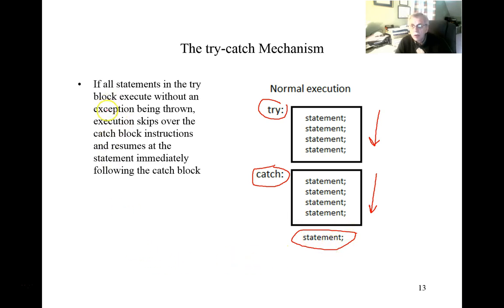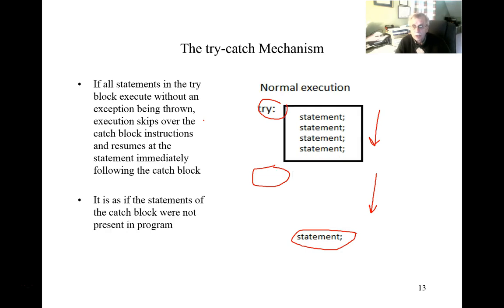If all statements in the try block execute without an exception being thrown, execution skips over all of the instructions within the catch block and resumes at the instruction coded immediately after the try-catch. And here's the scenario. So all this stuff in the catch block, it's as though it didn't exist because everything within the try block was successful, so we jumped right down here. That would be the next sequential instruction. Same concept as with conditional logic implemented with an if-then type of statement.